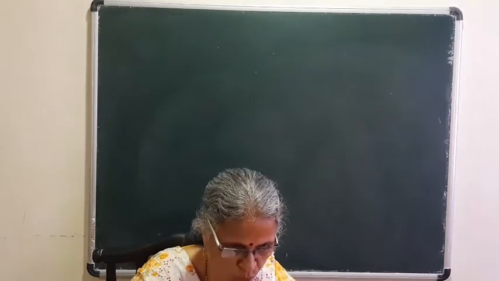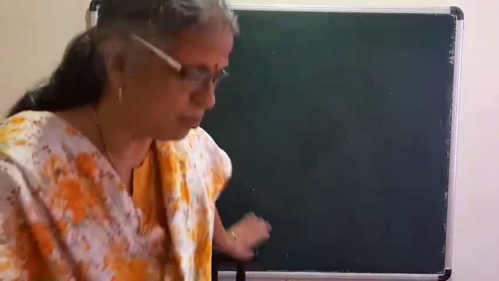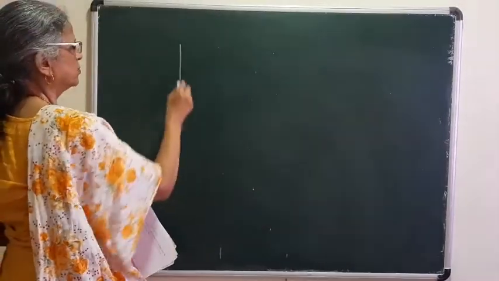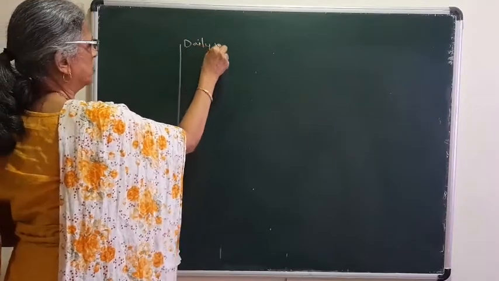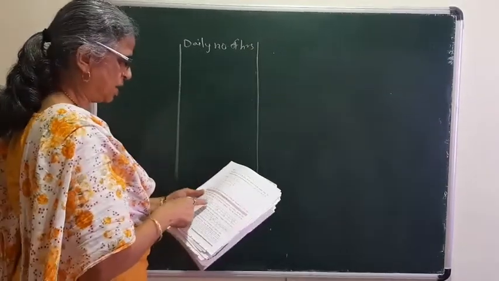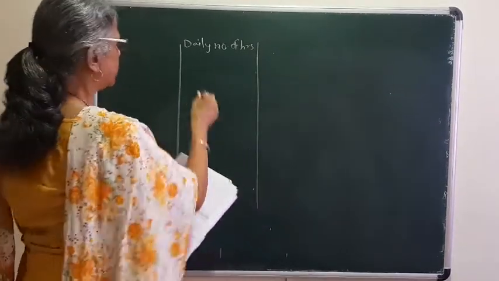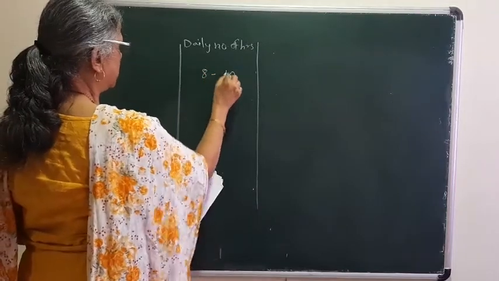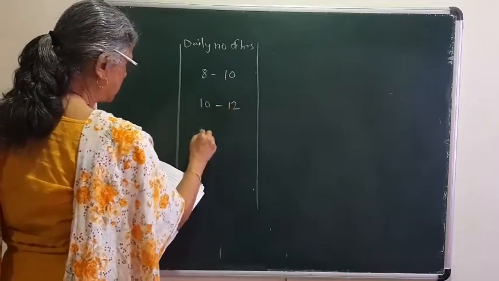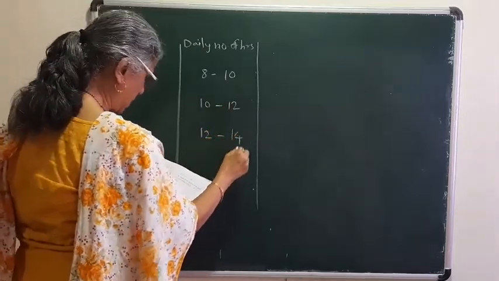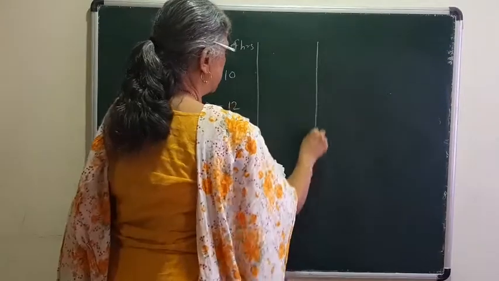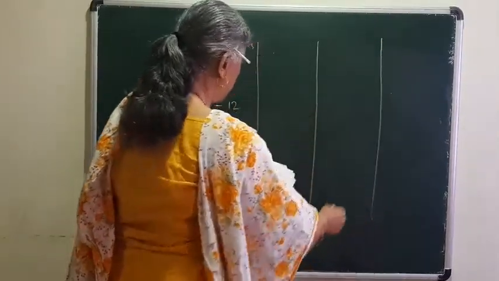So I will show how to do the first sum. Daily number of hours: 8 to 10, 10 to 12, 12 to 14, 14 to 16. All classes are continuous, because 10, which is the upper limit of the first class, is the lower limit of the next class. So there is no problem of making the classes continuous. But if the classes are not continuous, you have to make them continuous. Only three columns are necessary for finding the median.